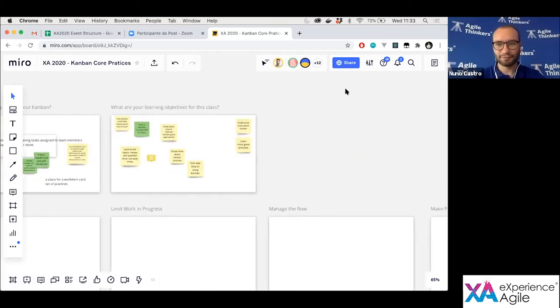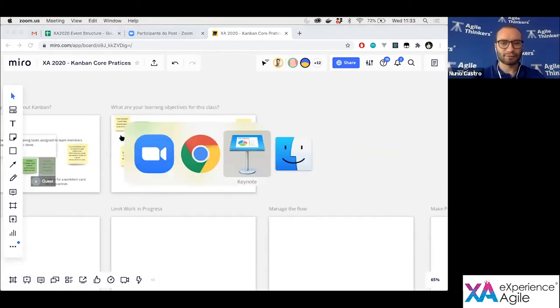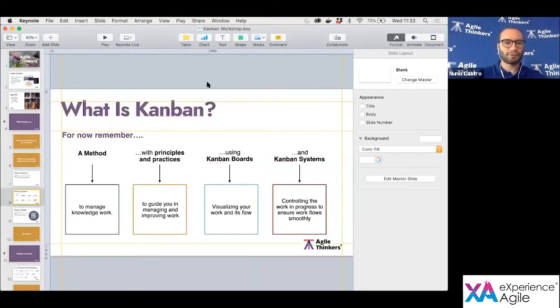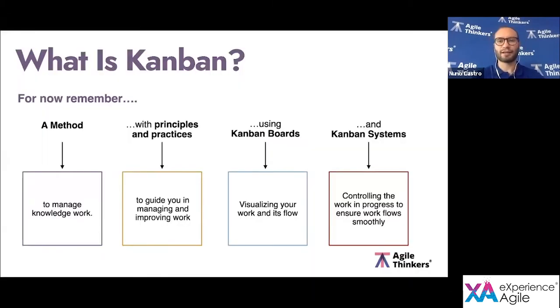All right, I think it's enough. So, moving on. In the end, we can have a little open discussion about what Kanban is, but for now, what I want you guys to remember is that Kanban is a method to manage knowledgeable work with principles and practices to guide you on managing and improving work, using Kanban boards, visualizing your work and its flow, and in a Kanban system, controlling the process in the work to ensure the work flows smoothly.